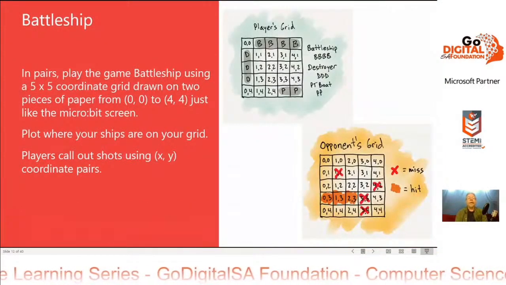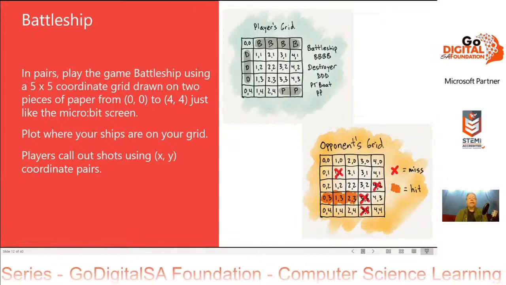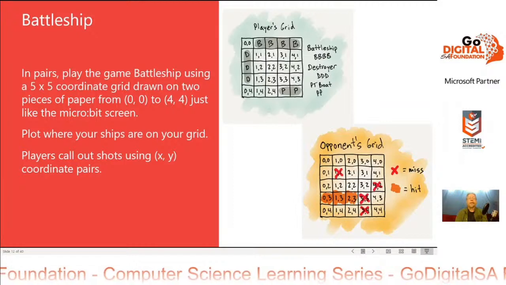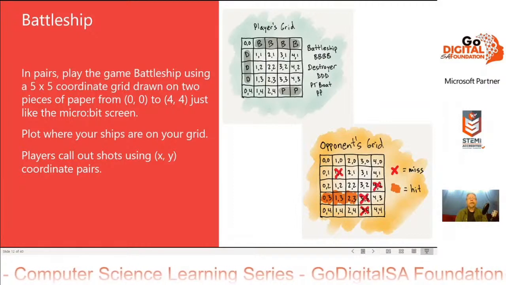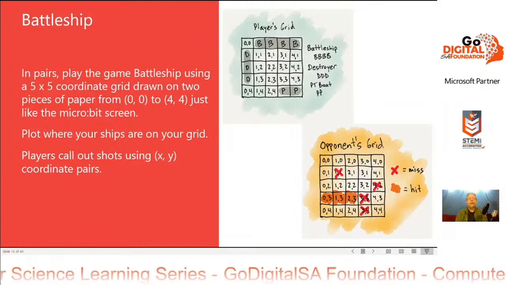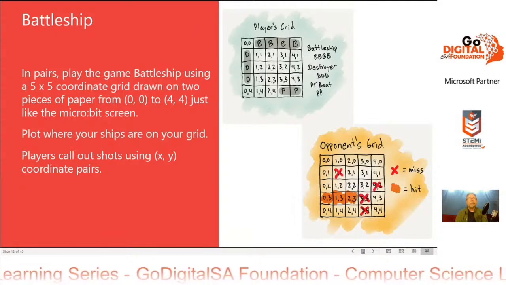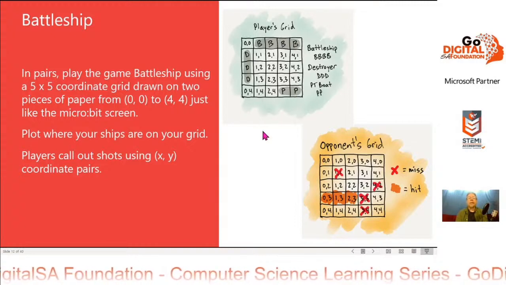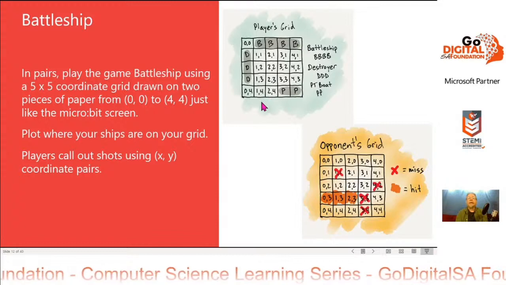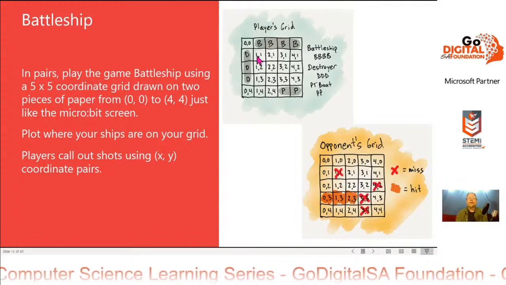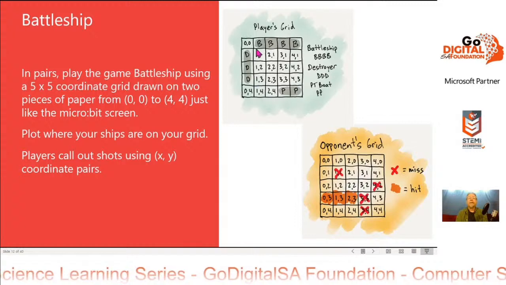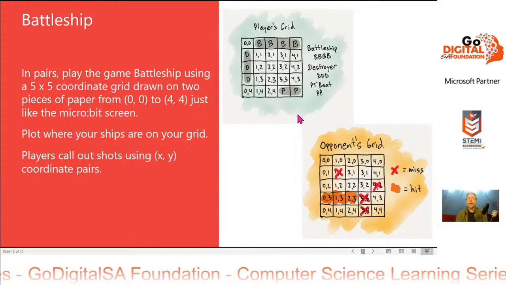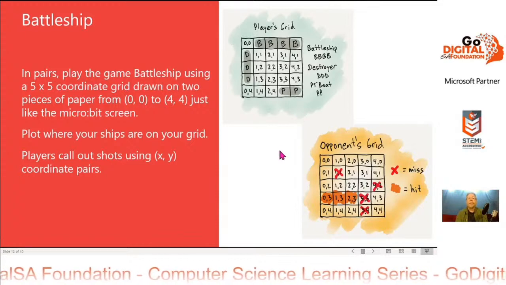Good. Battleship. In pairs, play the game Battleship using a 5x5 coordinate grid drawn on 2 pieces of paper from 0,0 to 4,4, just like the microbit screen. Plot where your ships are on your grid. Players call out shots using x, y coordinate pairs. Okay, I don't know if you know the game Battleships. You've got a coordinate grid, and you have ships at various places on the coordinate grid, and then you try to sink each other's battleships without knowing where they are.